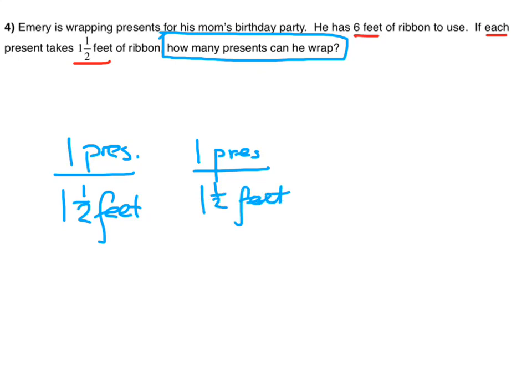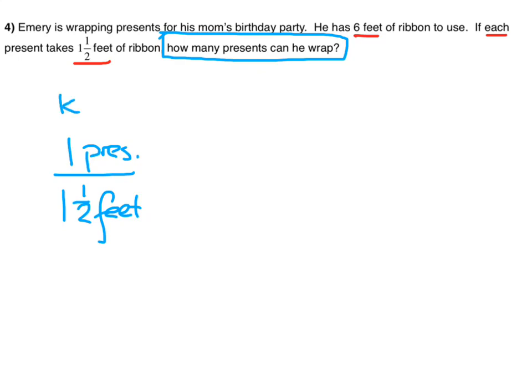And that's what I'm trying to figure out here. How many presents can he wrap? Well, I could say another 1 present is another 1.5 feet. But this isn't really going to tell me when I'm going to run out. I don't know how many 1.5 feet I'm going to need. So that's why we use a proportion. Instead of just keep adding them up and seeing when I run out, I'm going to use a proportion.